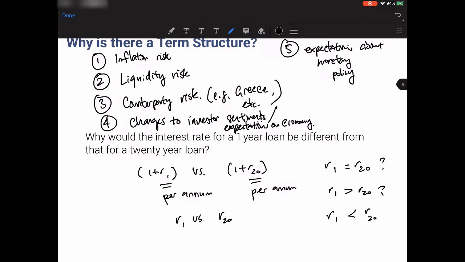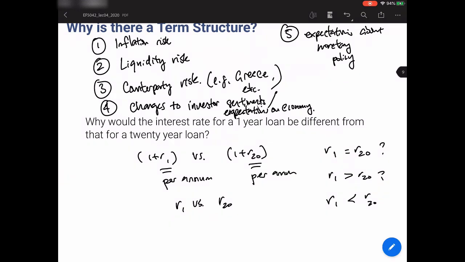Okay. So to reiterate again, R1 and R20 are both per annum interest rates, but R20 is an average over 20 years, right? So if it's a 20-year horizon, then divided by 20, and that gives me the per annum rate, and that's definitely going to be different than R1 because of all these differences in risk perception across time.